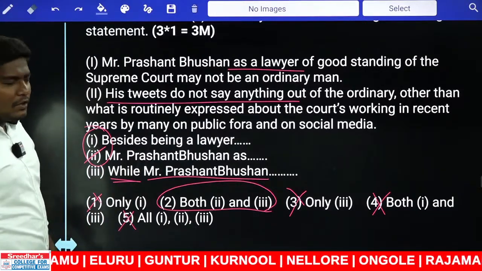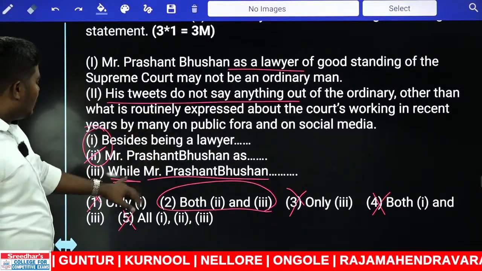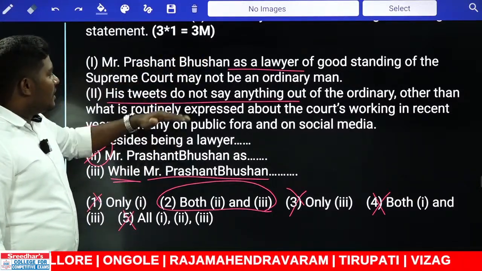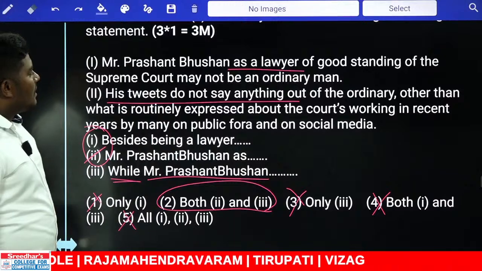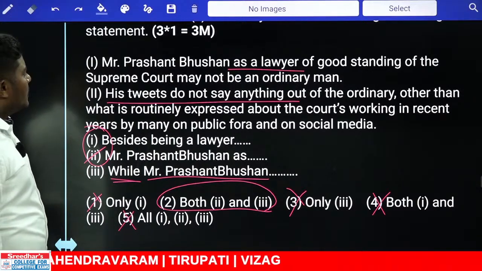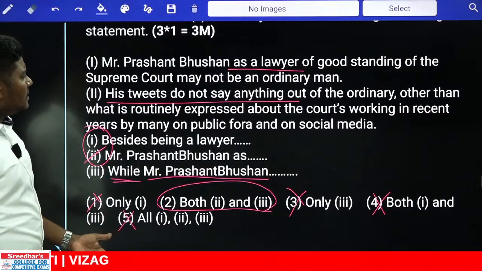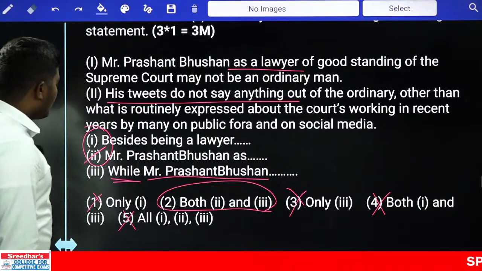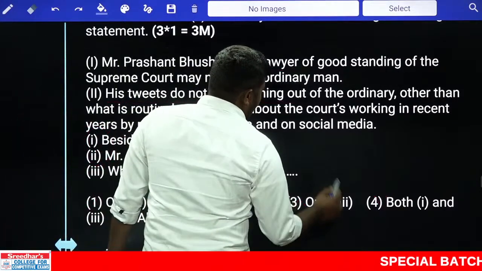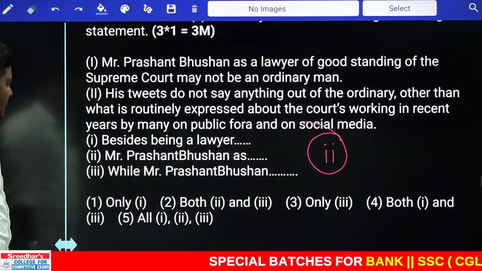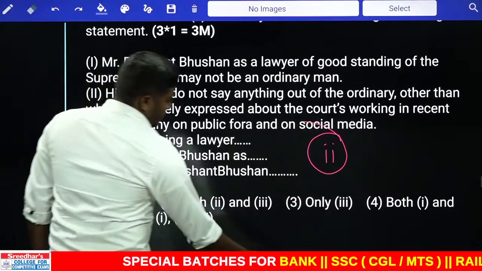It's not just the sound, but the grammar is also off. If you say the word "while", if it is "not ordinary", this also should be "not ordinary". So there is a little bit of improbability. He is not an ordinary man and his tweets do not say anything out of the ordinary. No, that doesn't correlate. But the best answer that you can find here is only 2. Only 2 should be the correct answer. Okay. Next, 134.